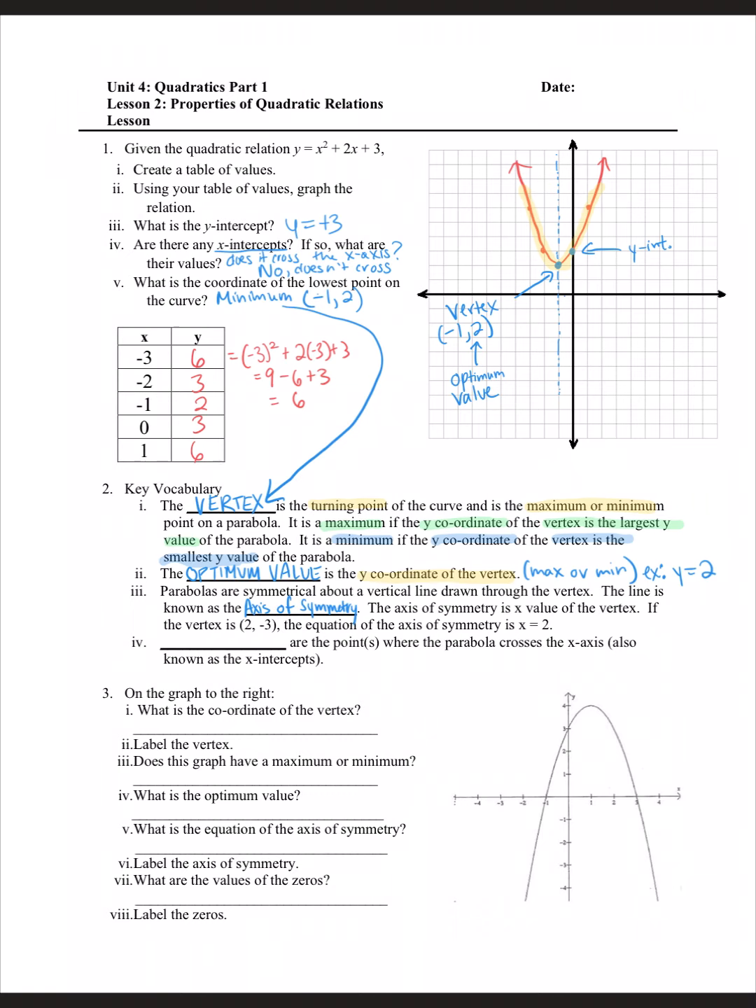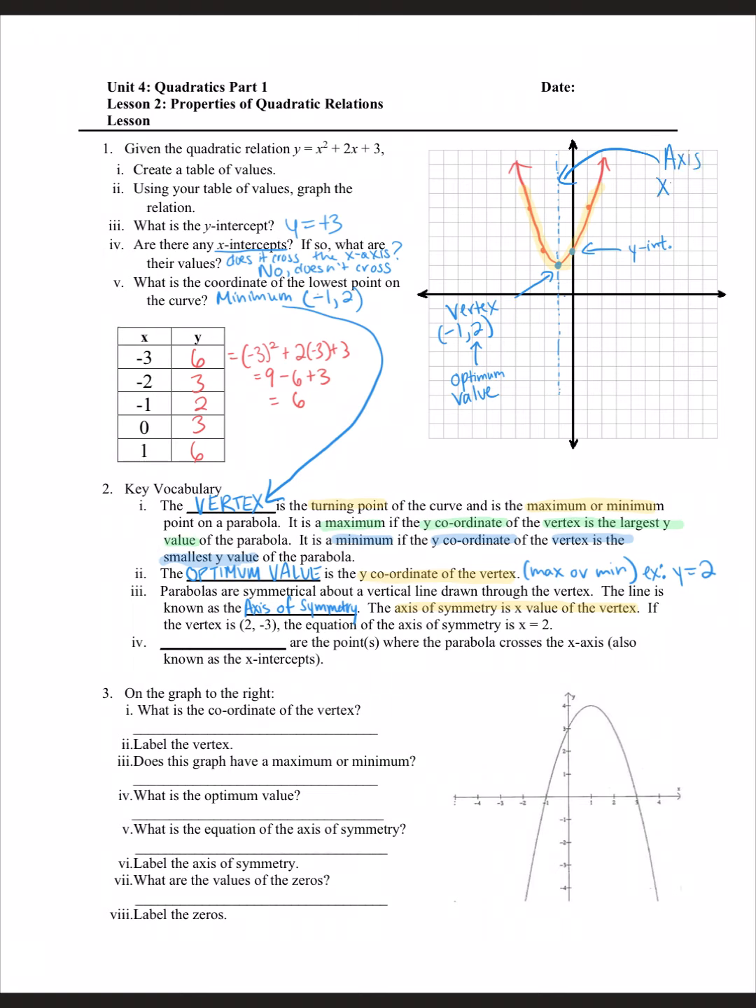The axis of symmetry is the x value of the vertex. So if you had a vertex at 2, -3, the equation of the axis of symmetry is x equals 2. The key point here is that the axis of symmetry is the x value of your vertex.